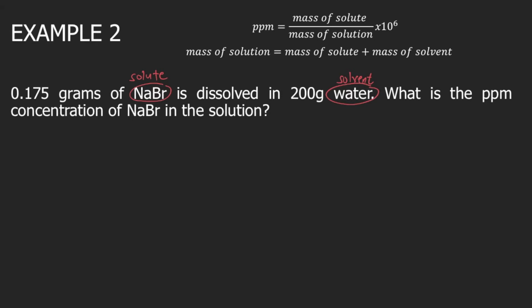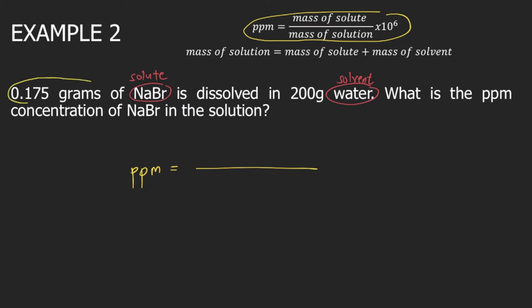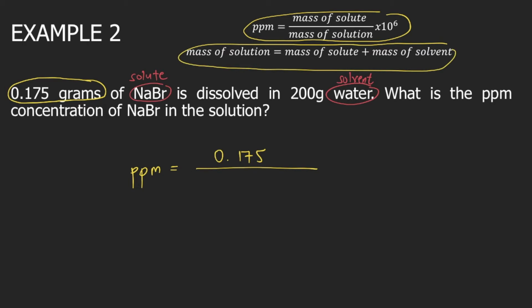So we will solve for the ppm, so still we will be using this formula. So ppm is equal to the mass of solute. We are given 0.175 grams. So 0.175 divided by the mass of solution. In the problem, we are not given the mass of solution. Instead, we are given the mass of solute and the mass of solvent. So we can use this formula to solve for the mass of solution.